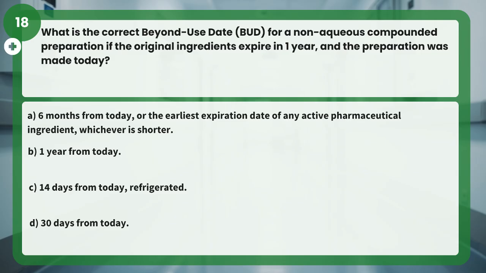Question 18. What is the correct beyond use date, BUD, for a non-aqueous compounded preparation if the original ingredients expire in 1 year and the preparation was made today? A. 6 months from today, or the earliest expiration date of any active pharmaceutical ingredient, whichever is shorter. B. 1 year from today. C. 14 days from today, refrigerated. D. 30 days from today.